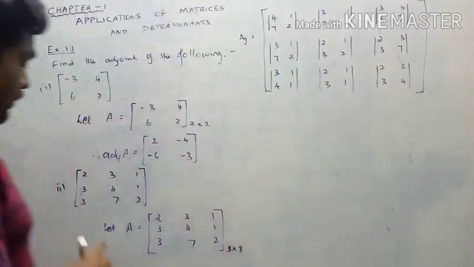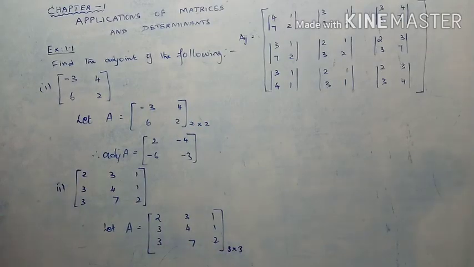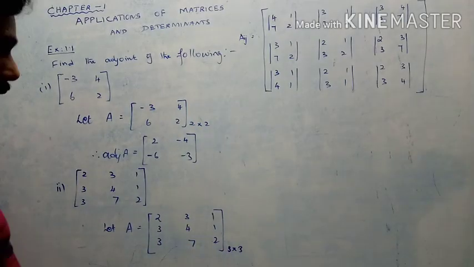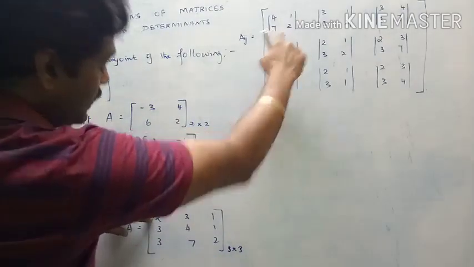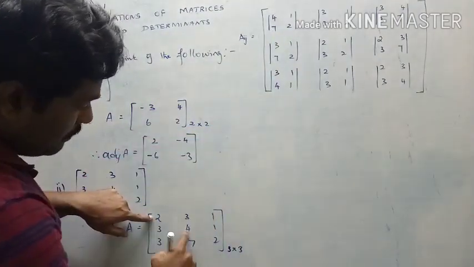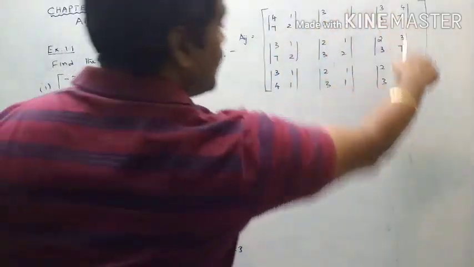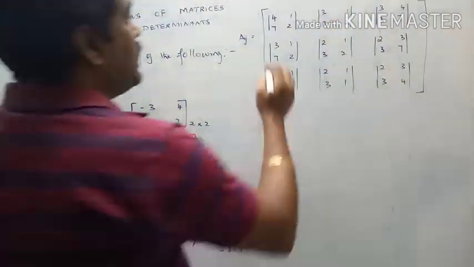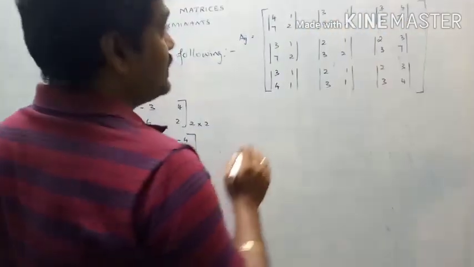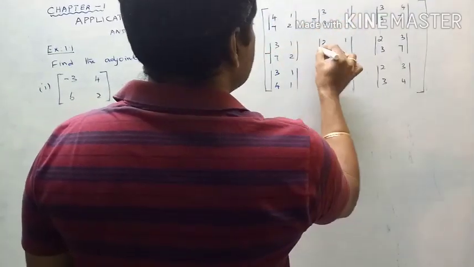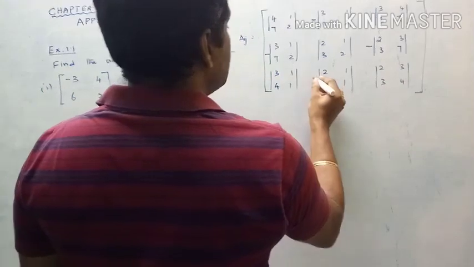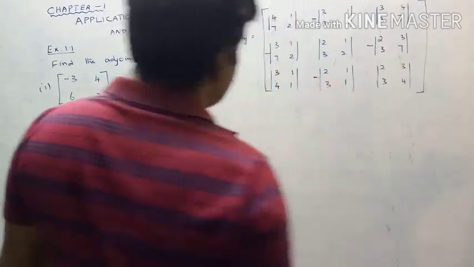I'll tell you again, for a 3 by 3 matrix, first find the cofactor matrix A_ij, which can be calculated like this. For the first one, just leave the respective row and column, leaving the remaining 2 by 2. Similarly for the remaining elements. And alternately you follow the plus minus signs. Already I said: plus, minus, plus, minus, plus, minus, plus, minus, plus. Now expand.